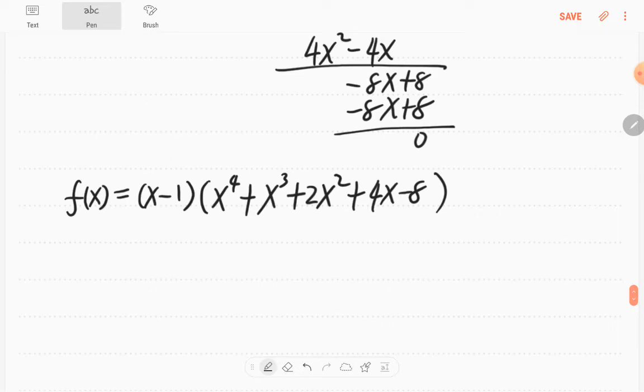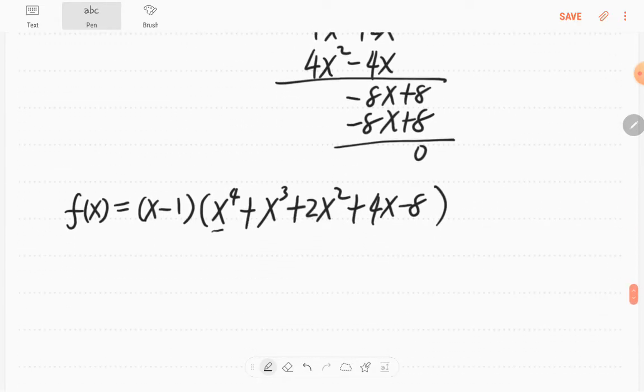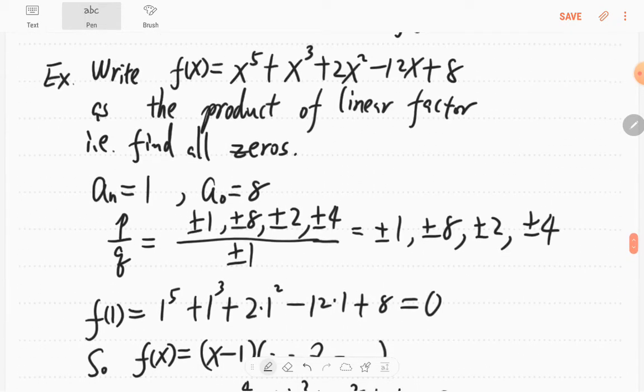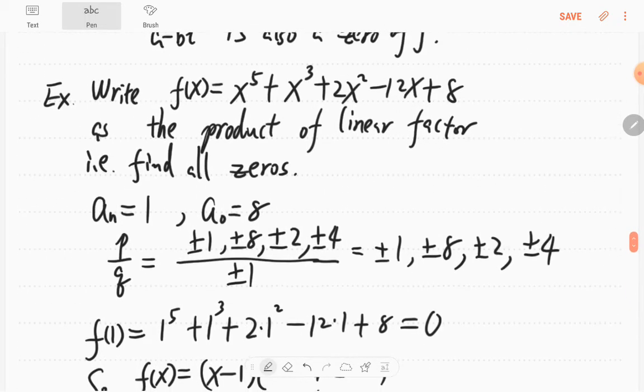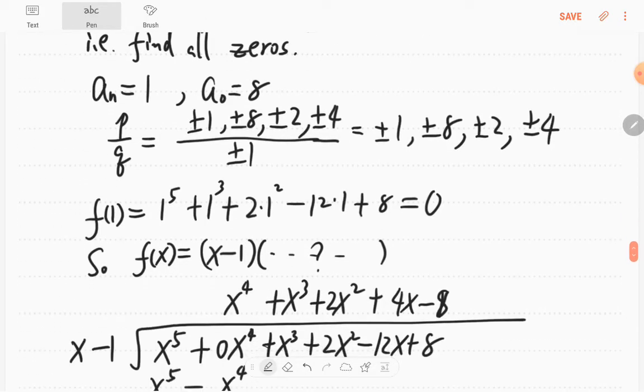So you can see the next task is to factorize this part. Actually this one is much easier than the previous one. The reason is here the power is 4, while the original one has power 5. So using this way, we decreased the power. And we also know these are all the possible rational numbers.